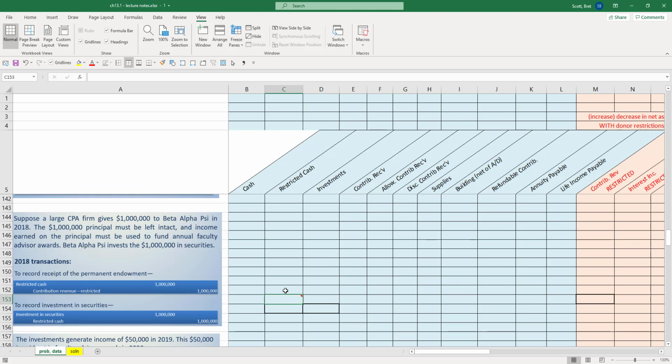So in this situation, they're saying that, okay, we've received money, but it's immediately being earmarked for something that we're definitely going to spend it on. If we get cash and it's to be used for something we do on a regular basis, we can go ahead and put it into a restricted cash account. So let's put in $1 million.